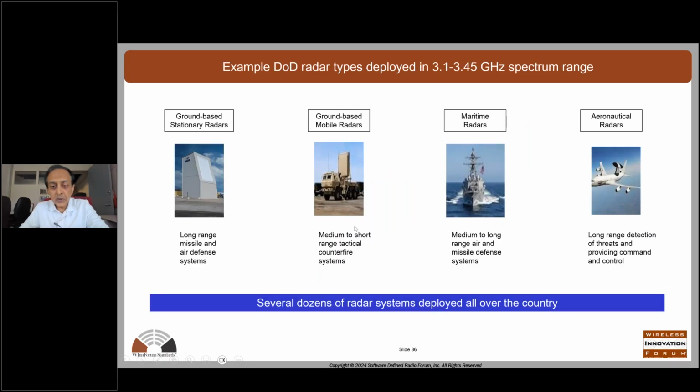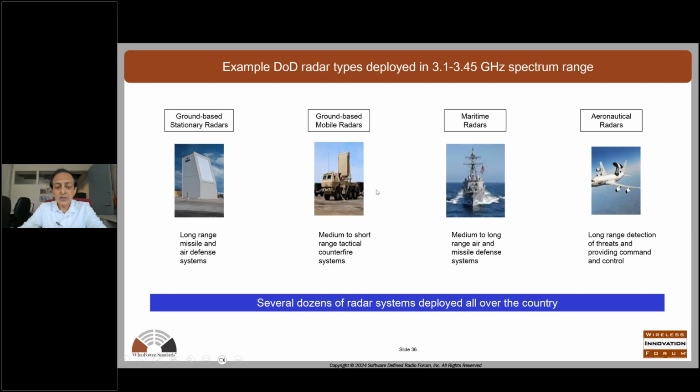Thank you. So before we go to the actual concepts of sharing, let's look at the main types of radars that are operational in the 3.1 to 3.45 gigahertz spectrum range. There are three main types: ground-based, maritime, and aeronautical. And within the ground-based radars, there are both fixed or stationary radars as well as mobile radars. The stationary radars are typically for long-range missile and air defense systems.